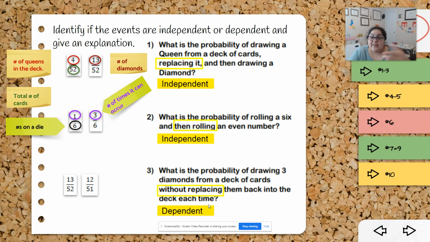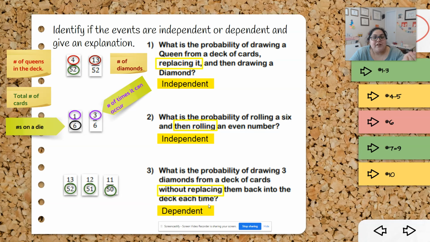All right, and then instead of 52 cards, I'd have 51. Next one is there will be 11 diamonds and 50 cards because I'm taking away. I'm changing the total. So anytime I'm changing the total at the bottom, that's when it's going to be dependent, okay? Because it depends on what I did the first time. And notice I didn't say that you're changing the number at the top because this time they asked us for 3 diamonds. But what if they would have asked us for 1 diamond, then a club, and then a spade?